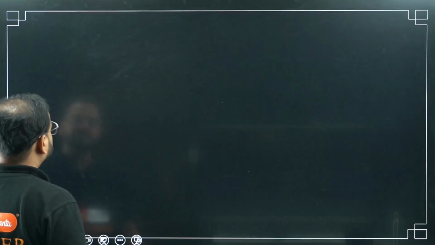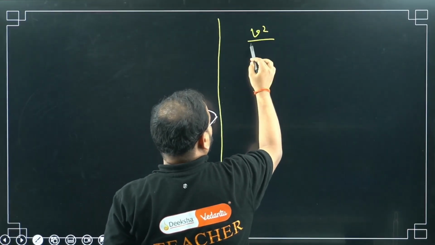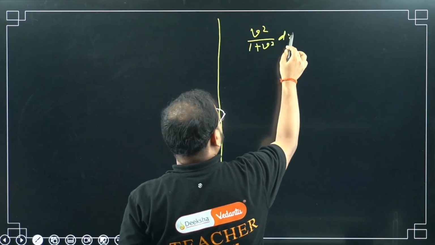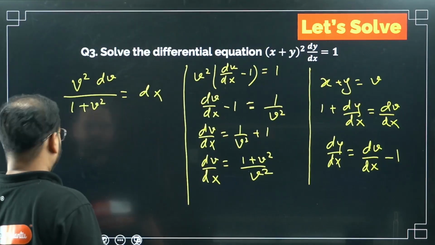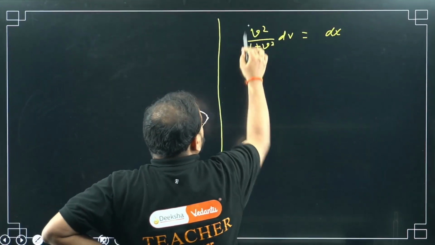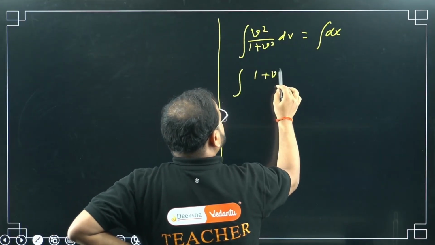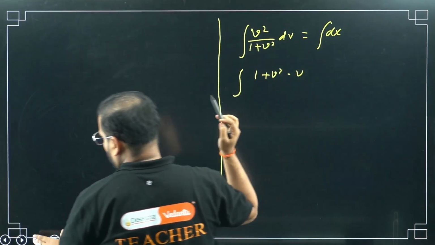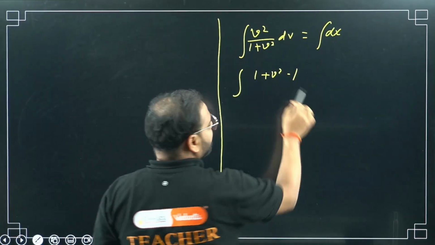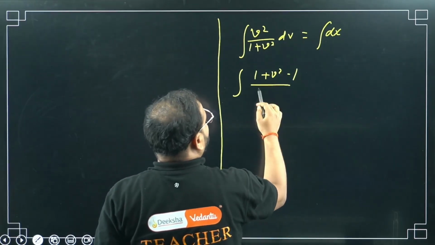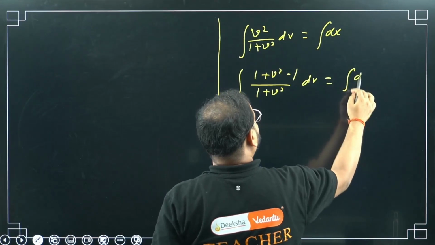So next, have a look. v squared upon 1 plus v squared dv equals dx, right? Yes, dx. Now I am applying the integration. So I can write it like this: 1 plus v squared minus 1, I'm adding 1 and removing 1 as well, upon 1 plus v squared dv equals the integral of dx.